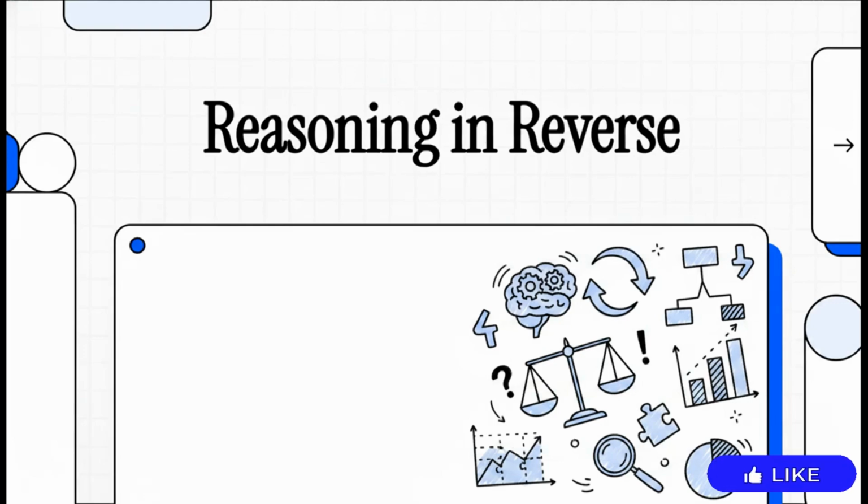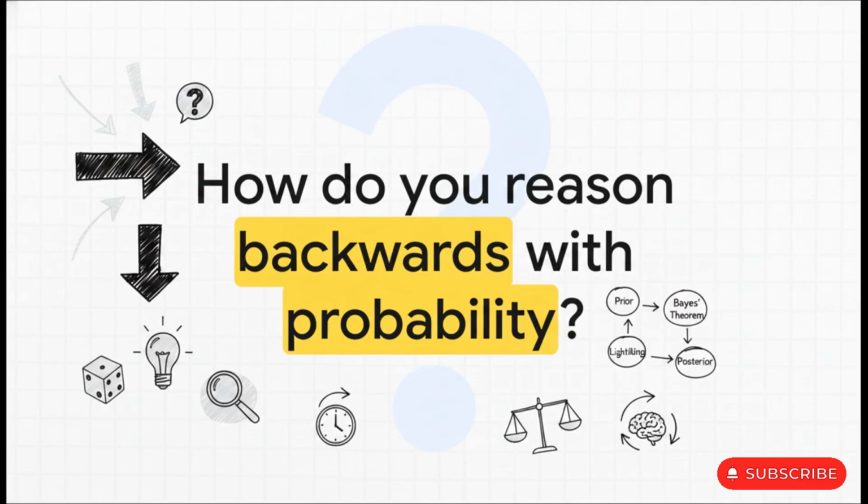Have you ever wondered how a doctor can zero in on a rare disease? Or how your email magically knows what's spam and what isn't? Well, the secret sauce is this really powerful idea called reasoning in reverse. And today, we're going to unpack this whole concept using, believe it or not, a simple puzzle with some colored balls. So let's just frame the big question right up front.